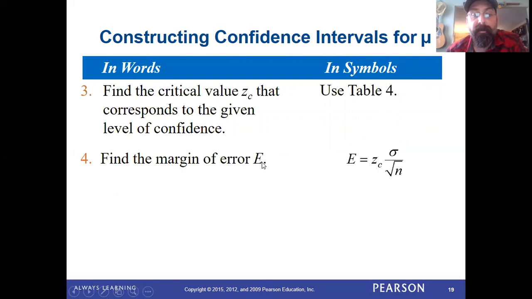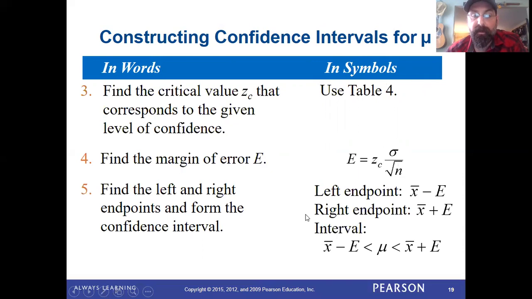Now we go ahead and calculate our margin of error. We know Z sub C from the prior step. We either have been given sigma or we have a large sample where we've calculated S and used S in the place of sigma, and divide by the square root of your sample size. Then simply add and subtract your margin of error from the point estimate and you're done. That's how a confidence interval goes.